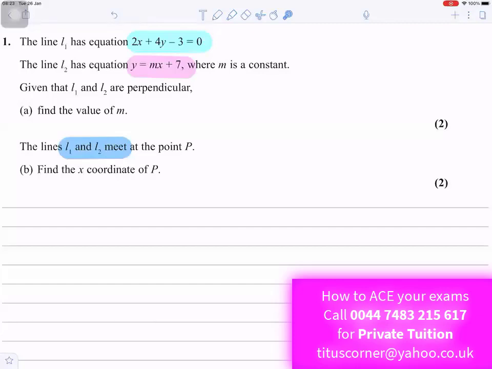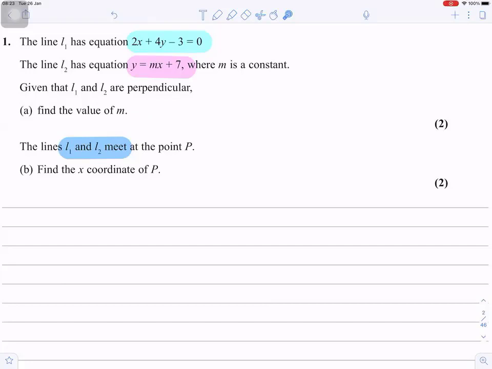Question number 1. The line L1 has equation 2x + 4y - 3 = 0. The line L2 has equation y = mx + 7, where m is a constant. Given that L1 and L2 are perpendicular, find the value of m. The lines L1 and L2 meet at the point P. Find the x-coordinate of P.